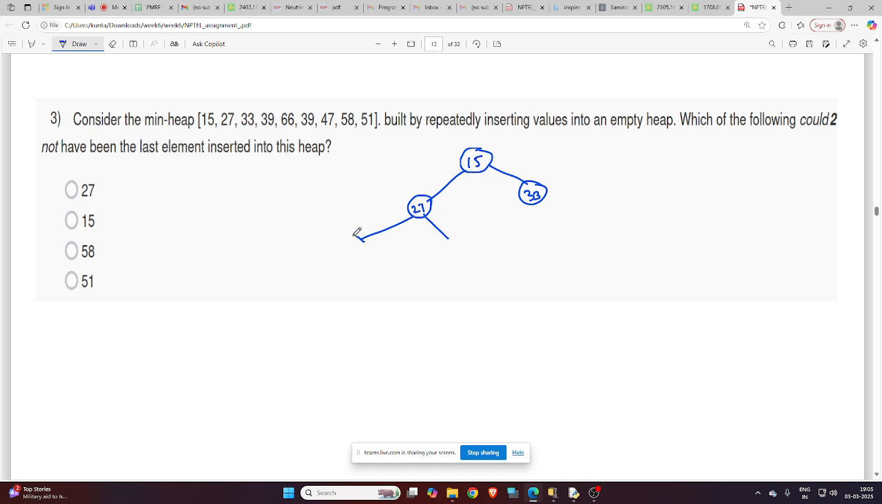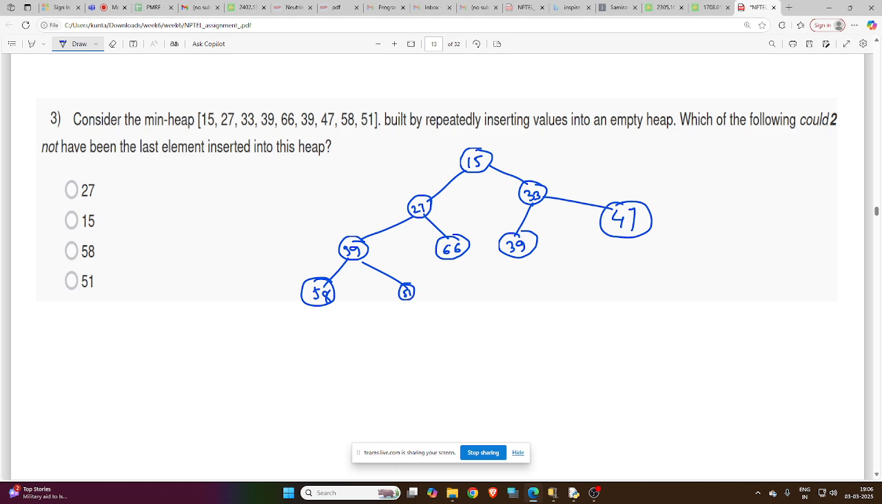Okay, and then this is 39, and this is 66. Now it will come here as 15, 27, 33, 39, 66, 39 again, 39 and 47. Yes, 47, and here it will be 58, and then it will be 51.